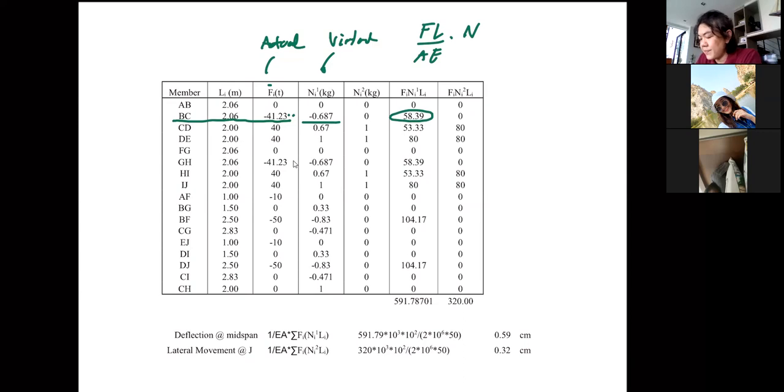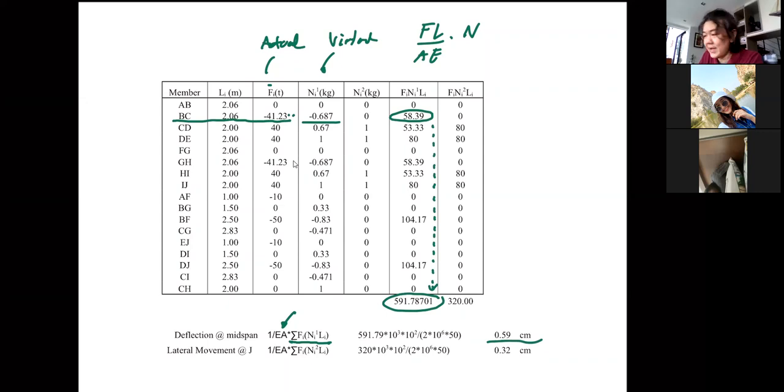And in the end, it's a summation of this that will give you the total internal work of the entire truss. And because AE is a constant, I move it out. So in the end, this is the sigma FNL divided by AE, or EA, whatever, it's the same thing. But that's a number. So if I have the value for AE, I can substitute now to get the final deformation of the truss.